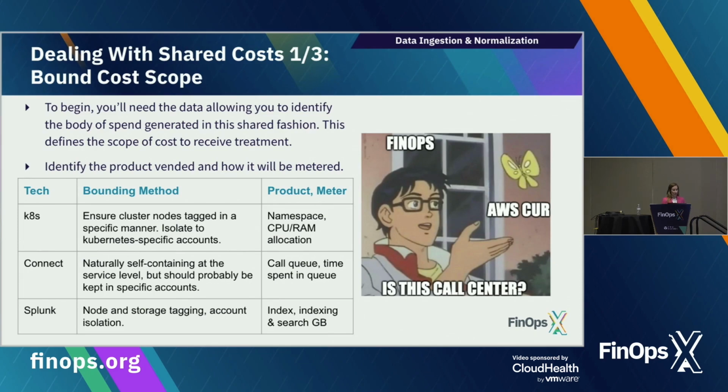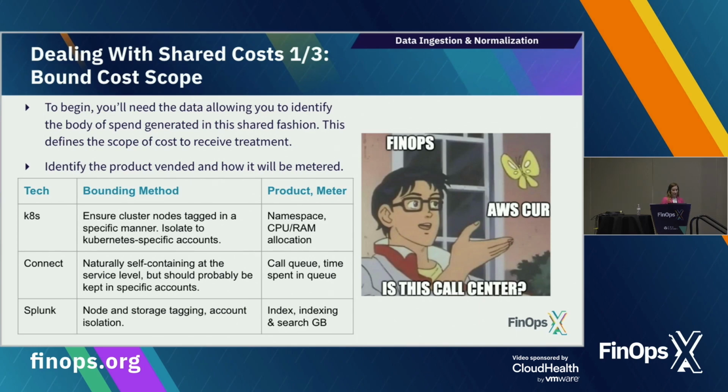The first part of solving these problems is identifying the set of cloud accounts that we can bound or contain to generate the scope of treatment. And so this is where getting in early and providing guidance on system setup can really ease a lot of later manageability. Another key step is identifying the widget that the system deals with, and that's what will be used to determine the product vended or the meter that we measure the product. For Intuit, we isolate K8s, which is Kubernetes, into specific accounts. So we know all the costs of those accounts are related to K8s. The product vended is namespace, and the meter used to measure the allocation is CPU and RAM.